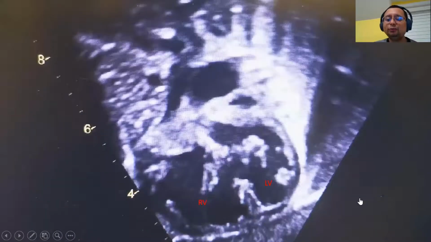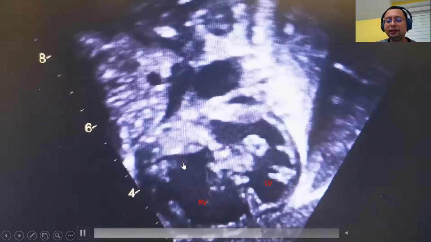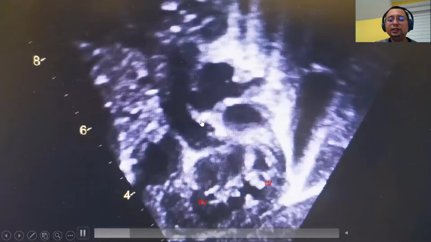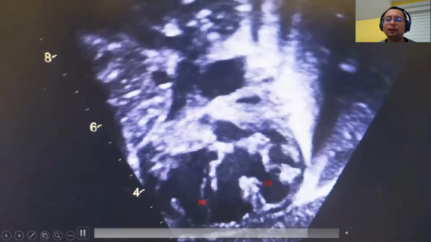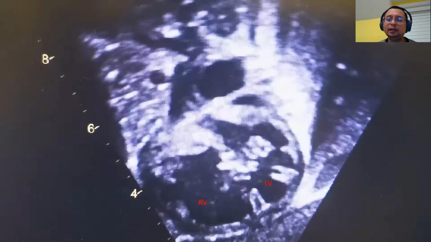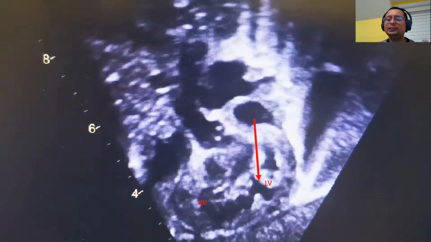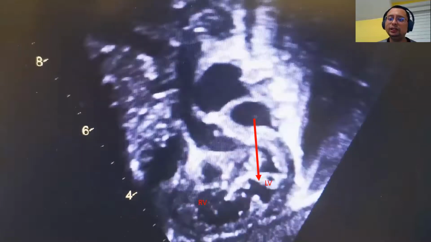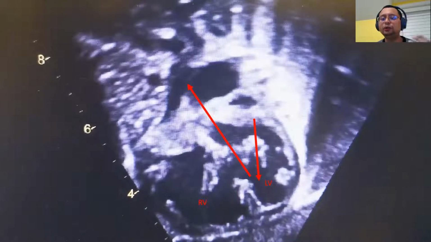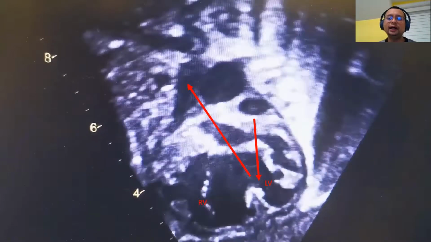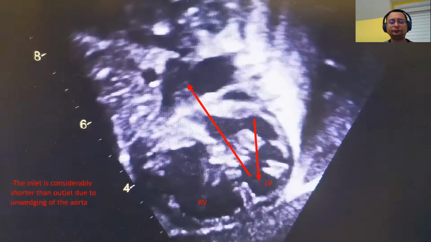This is just to show you the subcostal view of the same patient with complete AVSD. That's the left ventricle and right ventricle here, and you can see that the left ventricle comes out to the aorta. This shows you quite vividly why patients with AVSD have susceptibility to develop left ventricular outflow tract obstruction. As you can see, that is the inlet portion from the left atrium to the left ventricle. It is significantly shorter compared to the outlet portion from the left ventricle to the aorta because of the unwedging of the aortic valve. So that is another reason that you can have LVOT obstruction.